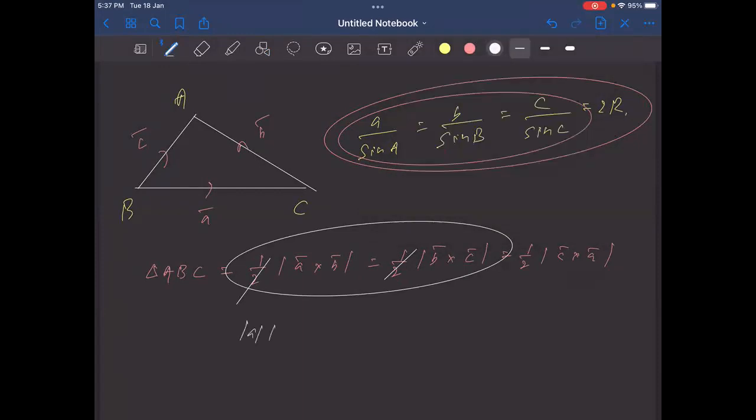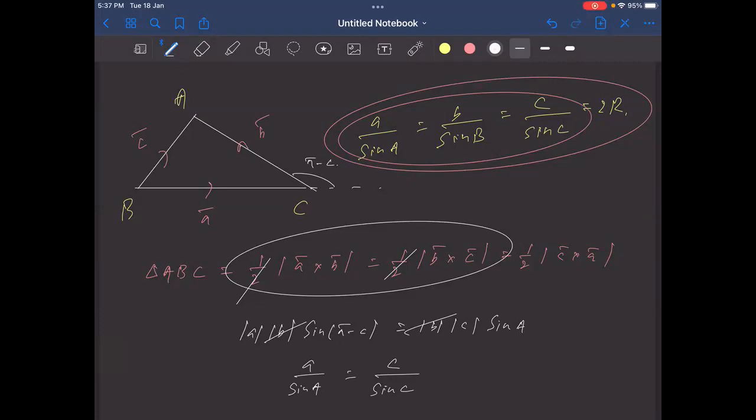What do we get? We get mod A mod B. इनके बीच का एंगल क्या है? mod A mod B के बीच का एंगल है sin pi minus C. ये है ना इन दोनों वेक्टर के बीच का एंगल, करेक्ट? Mod B mod C. So what is the angle between them? Mod B and mod C. What is the angle between them? That is A. Sin A. This gets cancelled. Are we getting a by sin A is equal to c by sin C? आ गया. Mod A is small a only, the side length. Have we got that? बोलो.